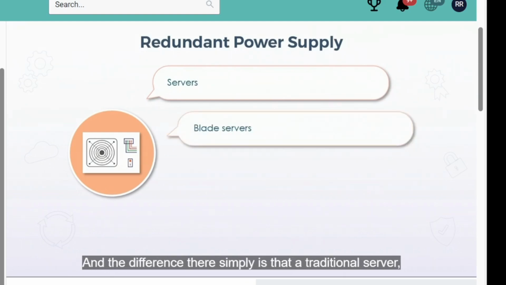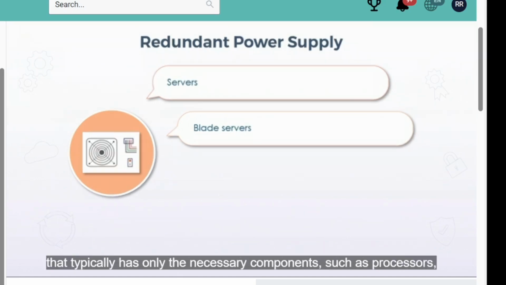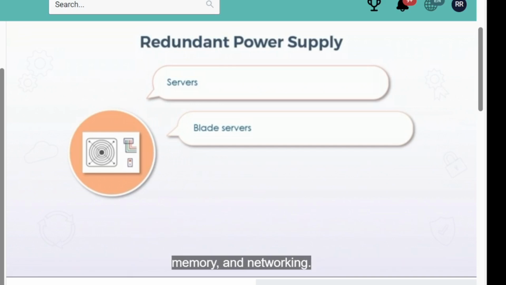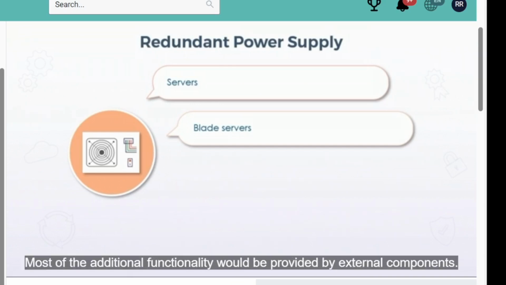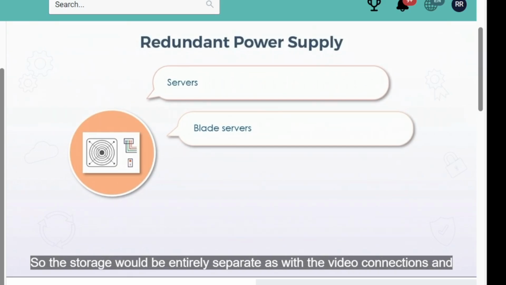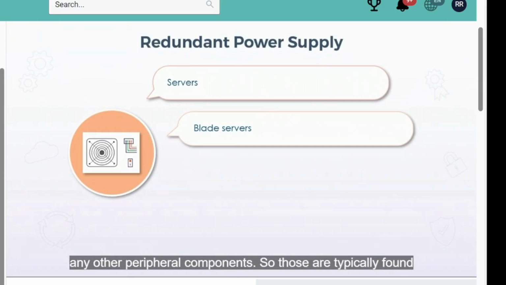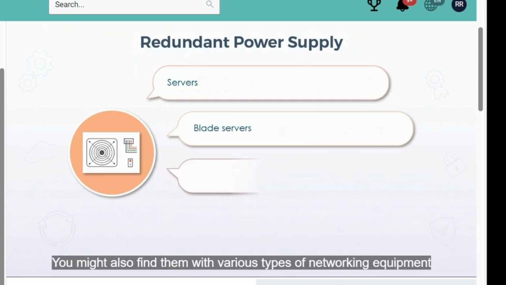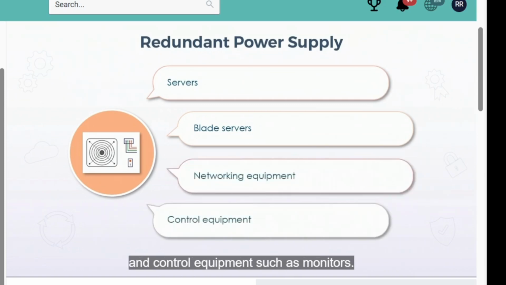And the difference there simply is that a traditional server, for lack of a better word, looks like a regular computer, whereas a blade server is a rack-mounted device that typically has only the necessary components such as processors, memory, and networking. Most of the additional functionality would be provided by external components, so the storage would be entirely separate, as with the video connections and any other peripheral components. So those are typically found where you need a lot of servers in a very small amount of space. You might also find them with various types of networking equipment and control equipment such as monitors.